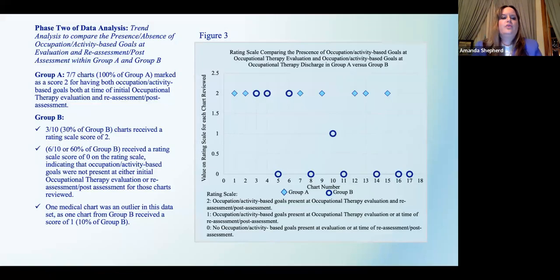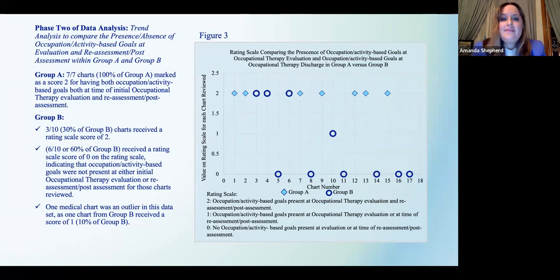So moving into phase 2 of trend analysis, once again, we're going to be comparing categorical variables to Group A and Group B, but if I can have you take a look at figure 3, this is when we did that trend analysis to plot the different categories of data. So the light blue diamond represents Group A, the dark blue circle represents Group B. And you can see the corresponding rating scale below.